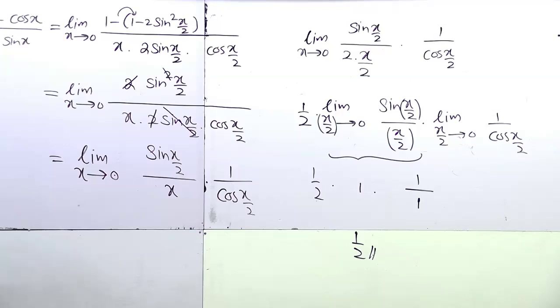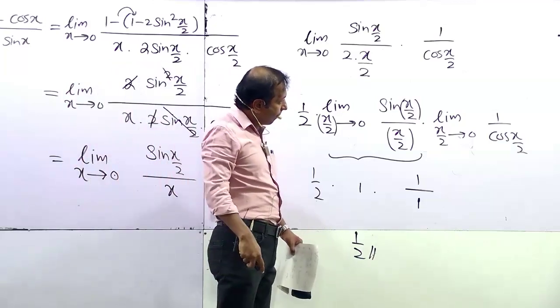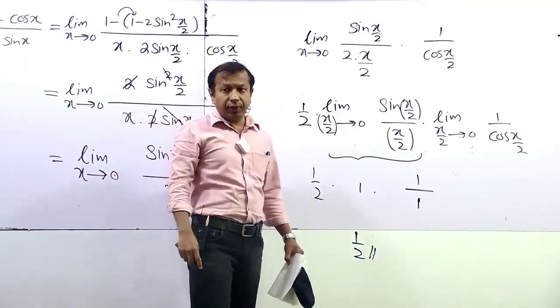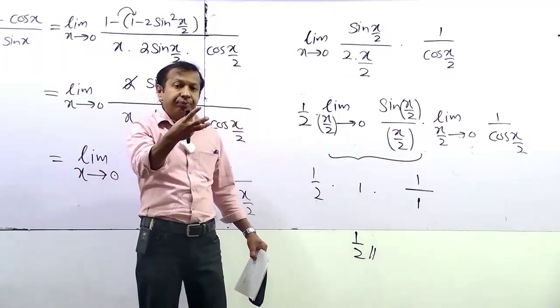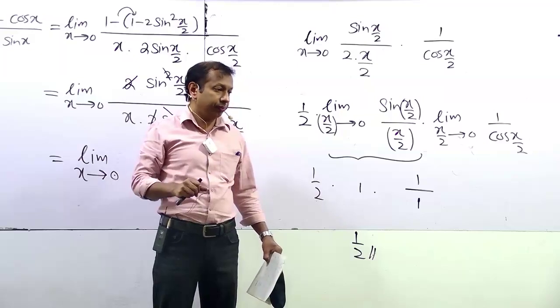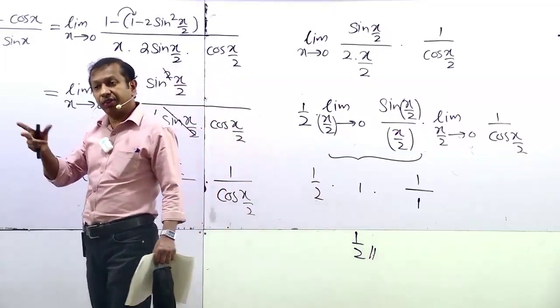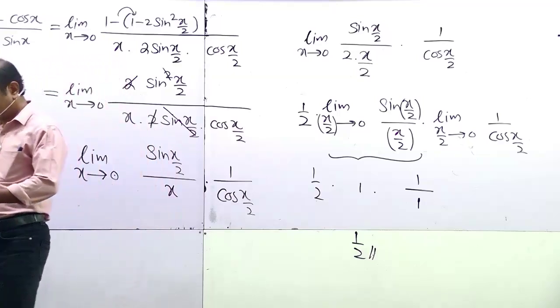Okay? First, take down this. When x goes to 0, any multiple of x also goes to 0. Remember that: x by 2, x by 3, 2x, 3x, and so on.